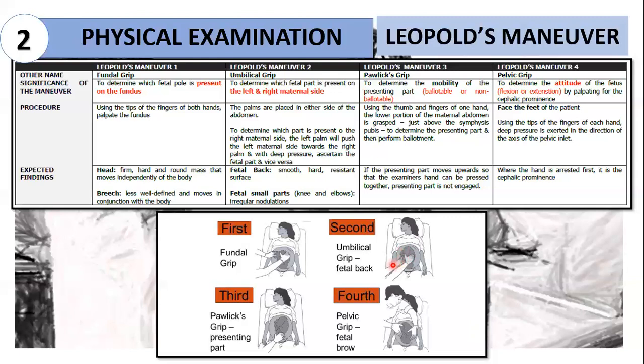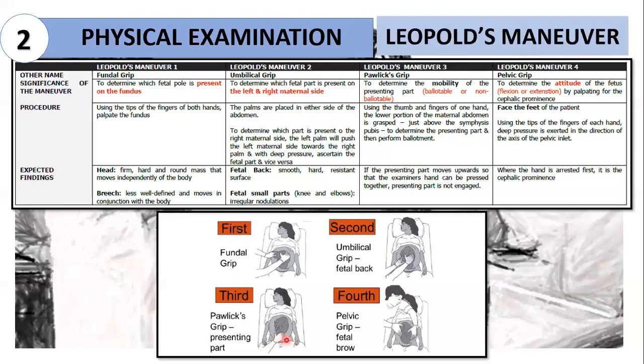Okay. The next maneuver is the Pawlick's grip. This is used to determine the mobility of the presenting part, if it is ballotable or non-ballotable. We use the thumb, as you can see in this picture, and the fingers of one hand at the lower portion of the maternal abdomen, just above the symphysis pubis, to determine the presenting part of the fetus. If the presenting part moves upward, then the fetus is not engaged.